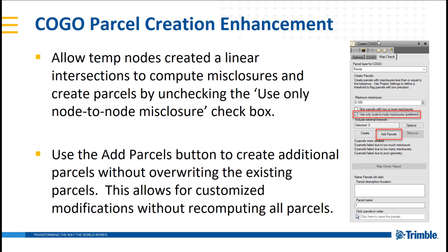We've also made a COGO parcel creation enhancement that allows temporary nodes created at linear intersections to compute misclosures and create parcels by unchecking the use only node-to-node misclosure checkbox. You can also use the add parcels button to create additional parcels without overwriting existing parcels. This allows for customized modifications without having to recompute all parcels, particularly useful in large data sets with tens or hundreds of parcels, like a subdivision.